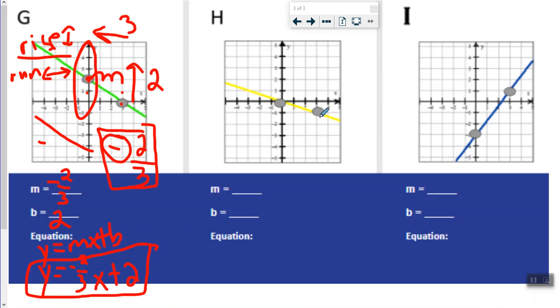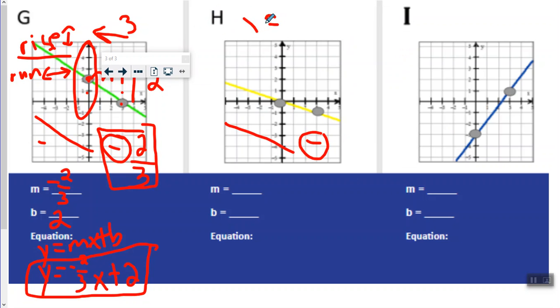All right, now let's do h. Right away, you see this is a negative slope, right? Remember, lines that look like this are negative. Lines that look like this are positive. Like this line over here is a positive slope. This line over here is going to be a negative slope. So my slope has to be a negative number.